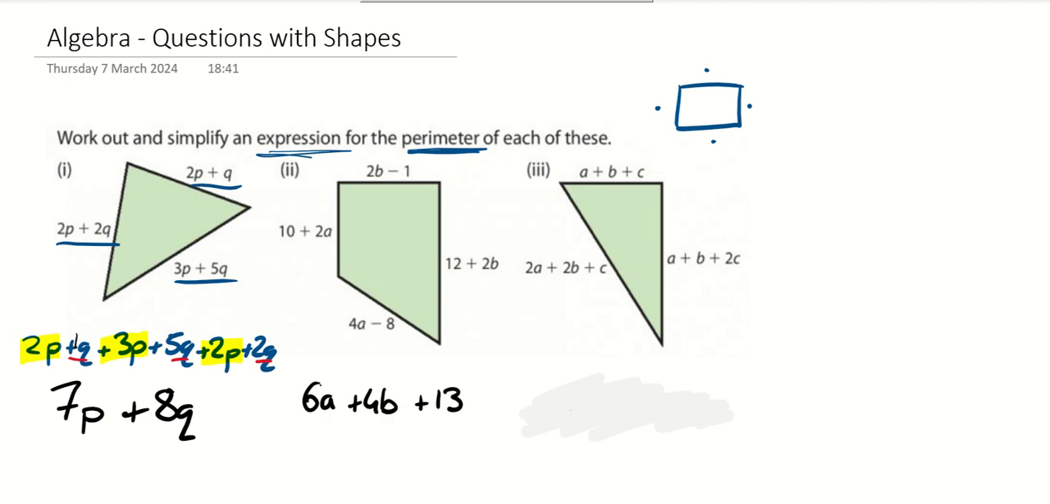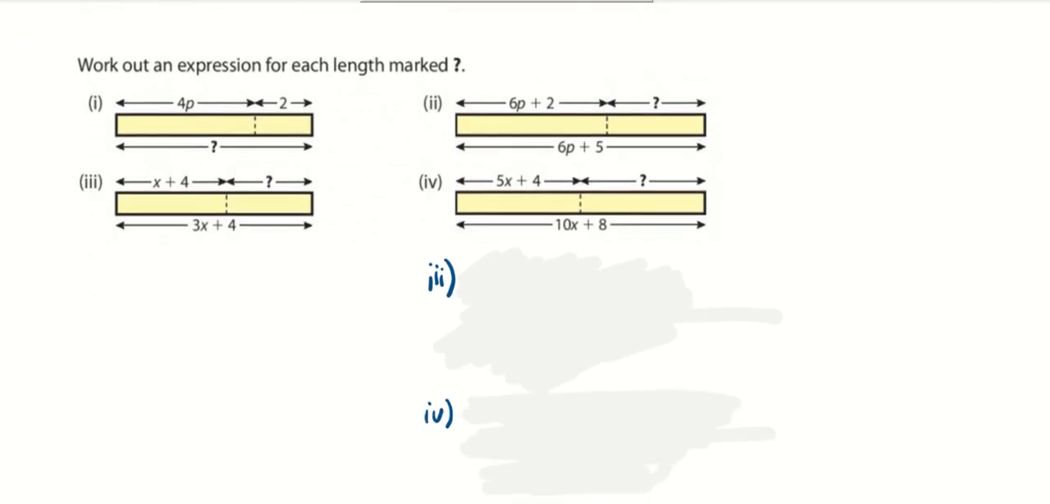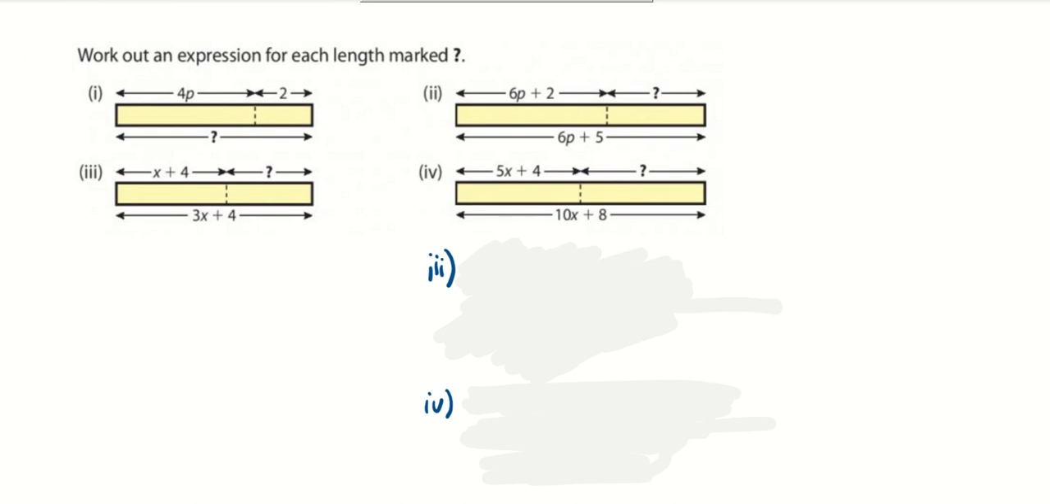Okay, there's that one, and there's that one. So that's perimeter. Now, sometimes you're given shapes like this, and you have to get them together. For this first one, the two top bits are equal to the question mark. So for part one, it's literally just 4p plus 2. Very simple. That's what the question mark is.